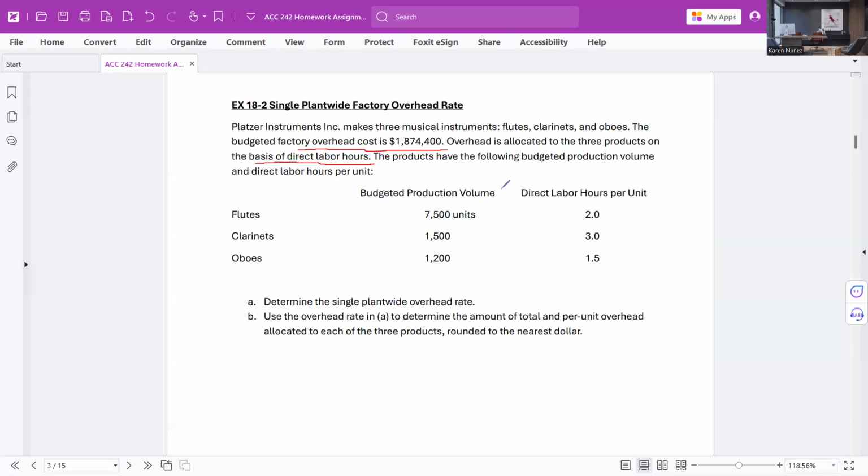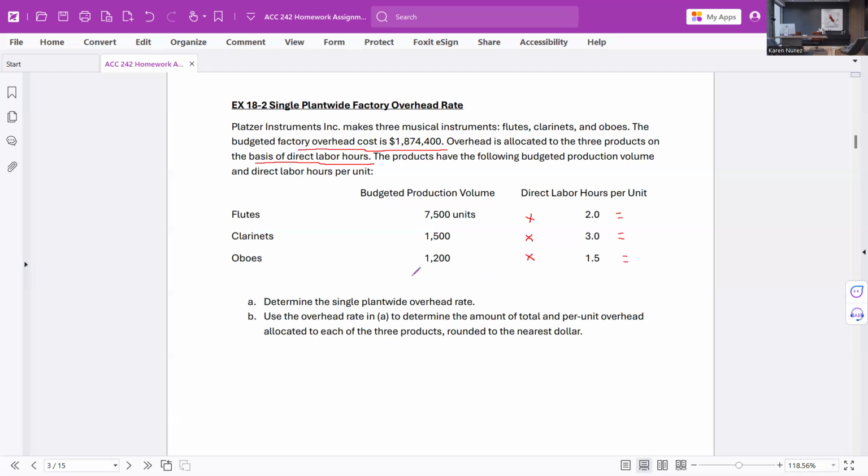How are we going to do that? Well, we have volume by product. We know that they're going to make 7,500 flutes, and it takes 2 hours to make a flute. Put those two pieces together. That'll give us total hours for flutes. They're going to make 1,500 clarinets, and it takes 3 hours to make a clarinet. That'll give us the total hours for clarinets. They're going to make 1,200 oboes, and it takes 1.5 hours to make an oboe. Put those two pieces together, and that'll give us total hours.